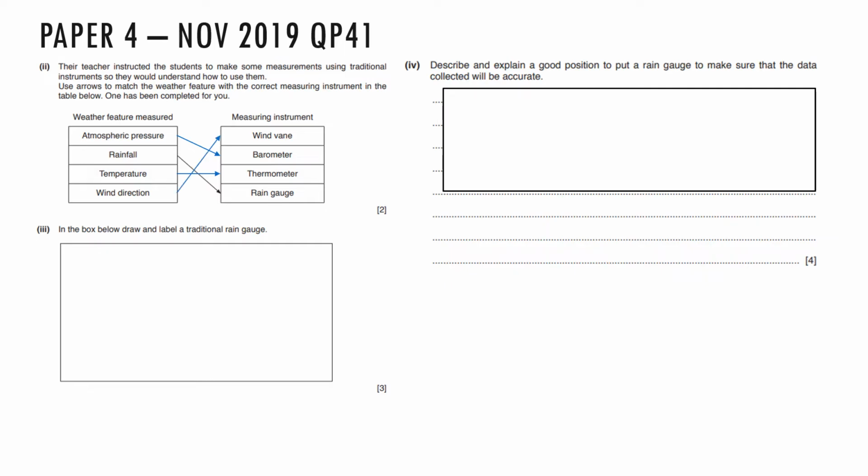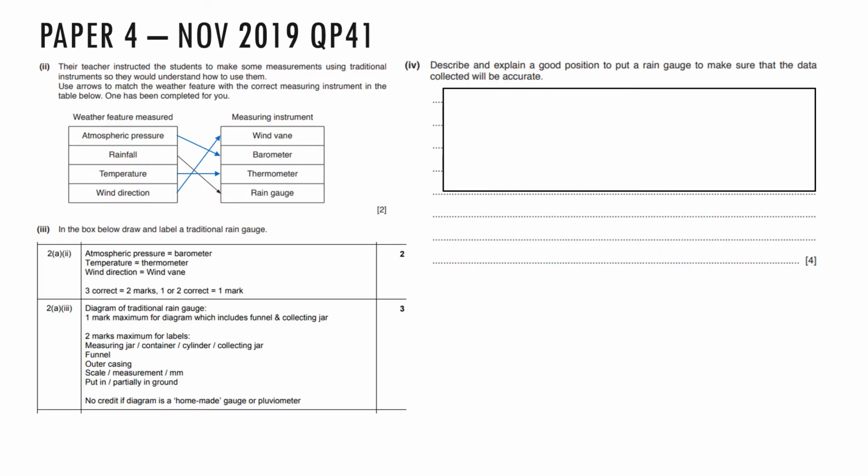Now this is when it's quite interesting. In the box below, draw and label a traditional rain gauge. I'm not going to do that now, but what I am going to show you is what the mark scheme says, the various things that you need to contain. If you go back to the previous questions I covered with rain gauge, you can see the type of diagram that you need to draw. My only advice to you is actually put the scale onto the cylinder that wasn't present on some of the diagrams featured in previous papers.